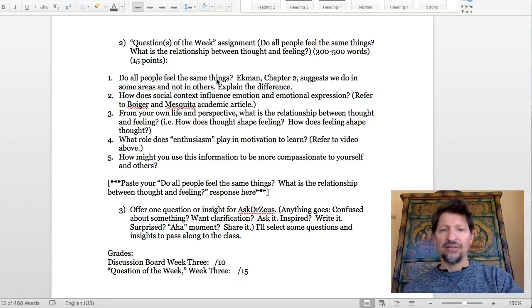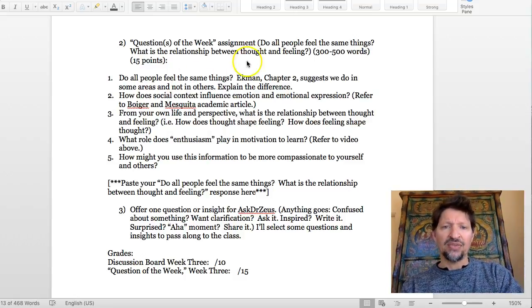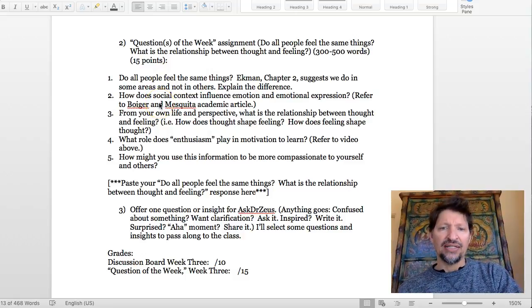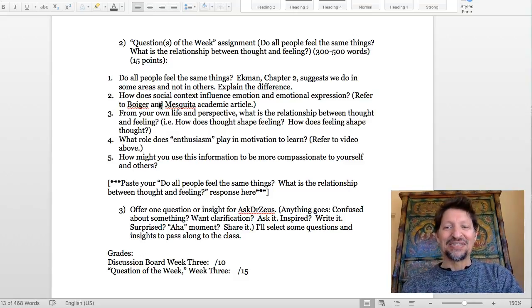Okay, so let's go on into this question. How does social context influence emotion and emotional expression? I say here, refer to the Boiger and Mesquita academic article. Again, this article is a great article. This is Dr. Seuss's seal of approval. It's not full of jargon. It has great examples that you can relate to.